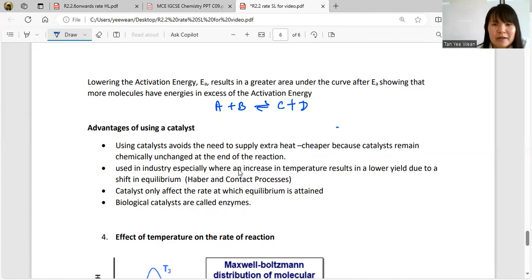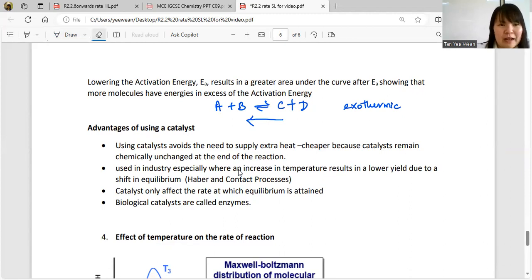Okay, so you were questioned about yield, and if this is an exothermic reaction, it means it releases heat. And when you heat up a reaction to increase the rate of reaction, yes, it does increase the rate of reaction, but a problem will come where it will give you a very low percentage of yield.